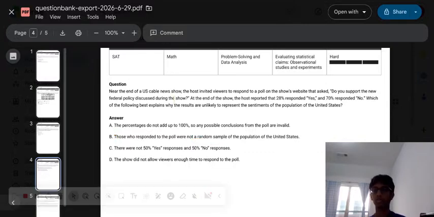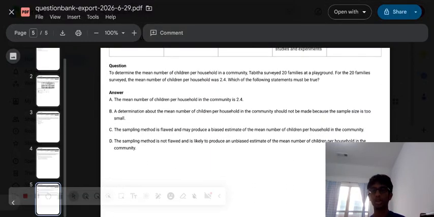Moving on to question number 5, we have to determine the mean number of children per household in a community. Tabitha surveyed 20 families at a playground. For the 20 families surveyed, the mean number of children in the household was 2.4. Which of the following statements must be true?